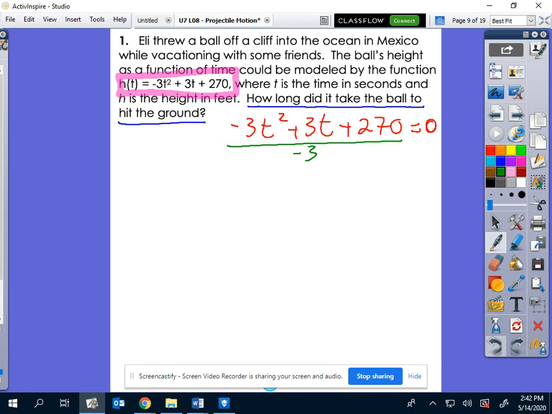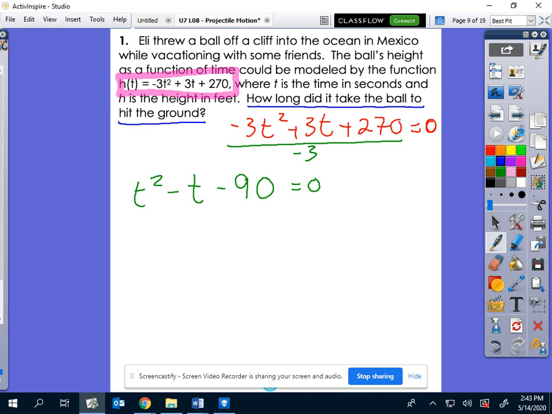If we divide by negative 3, we end up with t squared because negative 3 divided by negative 3 cancels to positive 1. When we divide positive 3 by negative 3, we get negative 1t. So I'm just going to write negative t. And then when you divide 270 by negative 3, just look at the 27. It goes in 9 times. And then you put a 0 on the end because we ignored that 0 for a second. And there we go. There's our new equation.